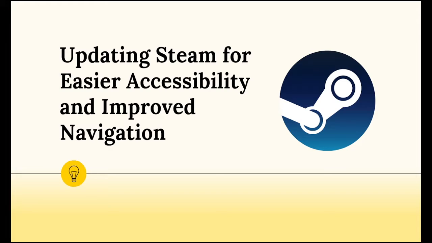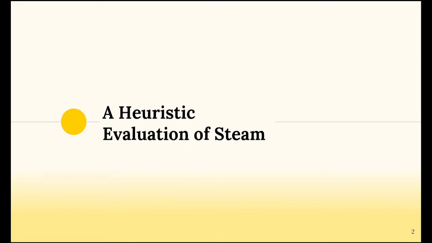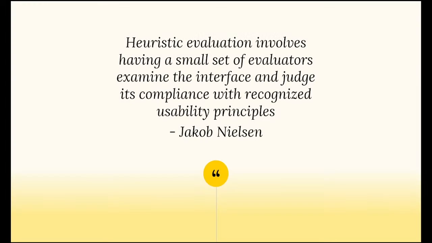So let's continue on how we did our research. How we went about this was we did a heuristic evaluation for the Steam website. A heuristic evaluation involves having a small set of evaluators examine the interface and judge its compliance with recognized usability principles. Essentially, we took a look at Steam, we took a look at Jakob Nielsen's principles that he has laid out, and we said, what is being violated? What principles are being violated within the Steam website?